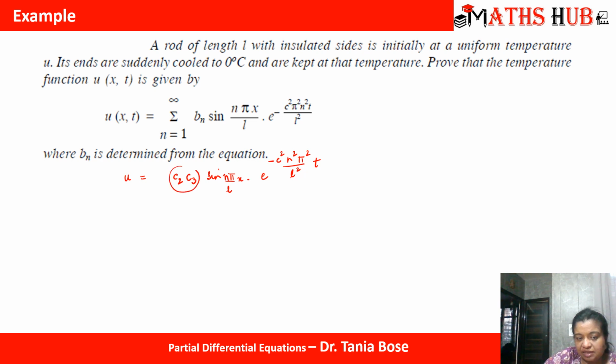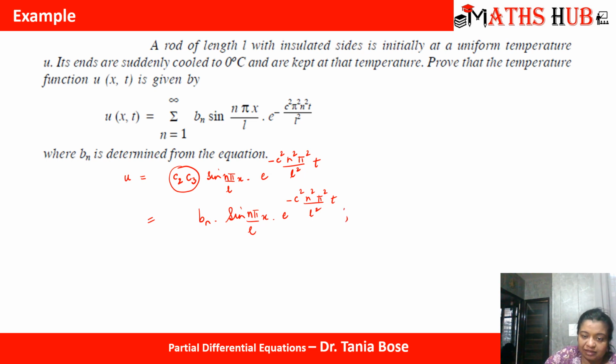So C2 into C3 is a constant. So let us name it as Bn. So we will get Bn sine n pi by L into x e raised to power minus c square n square pi square by L square into t.